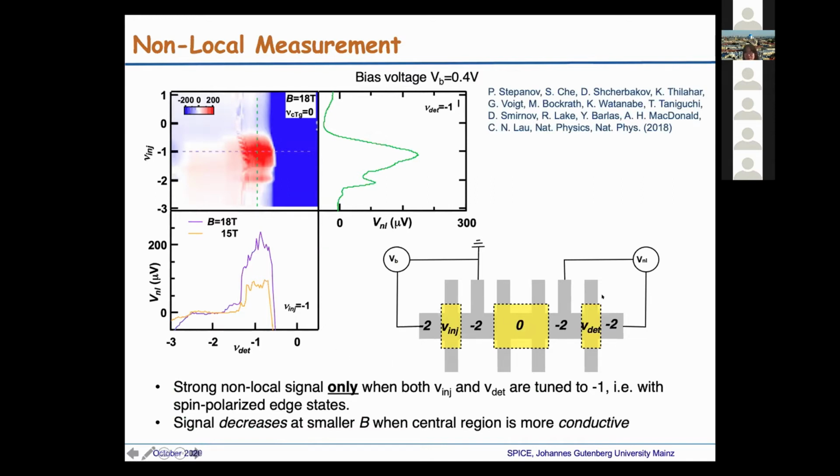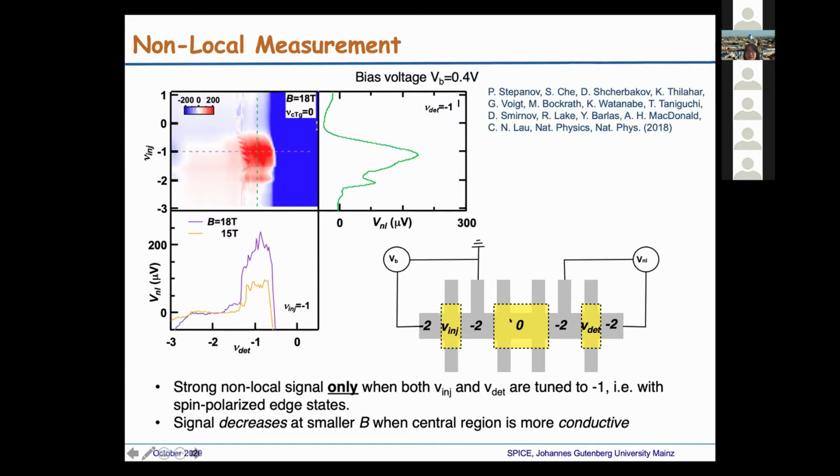So the device geometry is like this. We have a center region that we're tuning into the filling factor 0 state. The numbers shown on the device show the filling factors of the device. Basically, we have a lot of gates on the device, and we're using the gates to tune different regions of the device into different filling factor states.